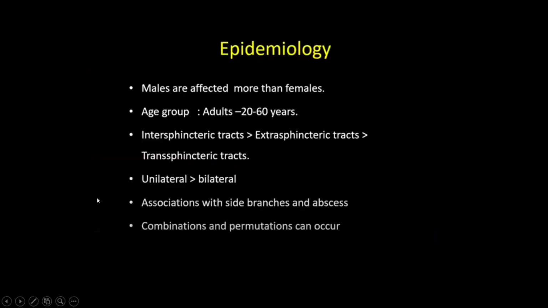Right. What is the epidemiology? Males are usually more than females, age group 20 to 60. Intersphincteric tracts are more common than extrasphincteric tracts, then transsphincteric, unilateral common, then bilateral. And you have side branches, abscess, combinations and permutations. I will show you cases for that.